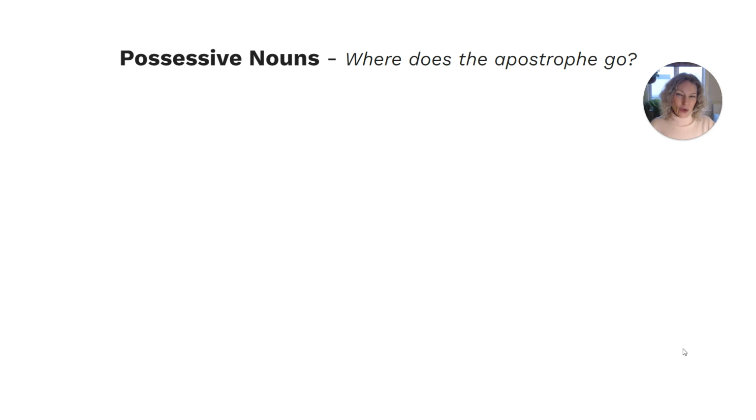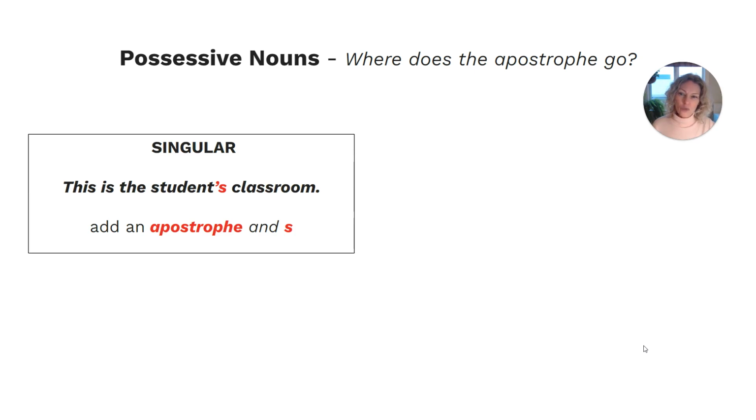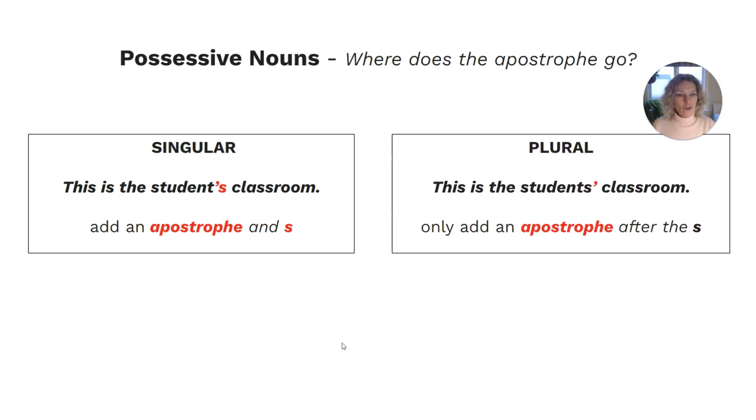Okay, so you might wonder, where does that apostrophe go? Because if you've been paying attention when you've been reading, you might have noticed that the apostrophe sometimes goes before the S and sometimes after. So let's look at the rule. If you are using a singular possessive noun, then it needs to be an apostrophe S after the noun. If you are using a plural possessive noun, then the apostrophe needs to go after the S.